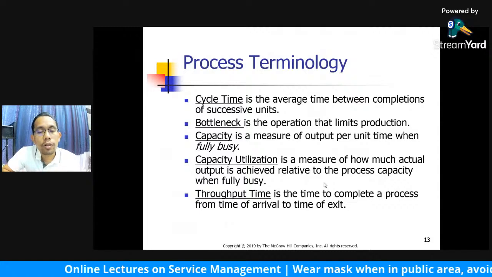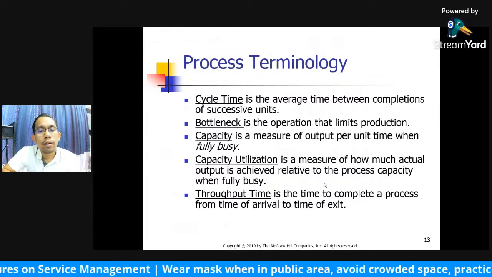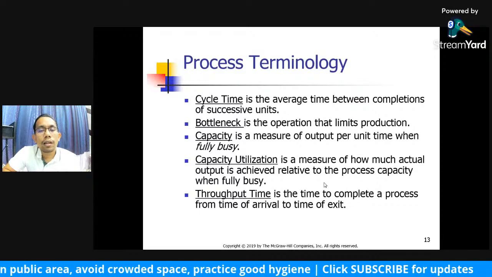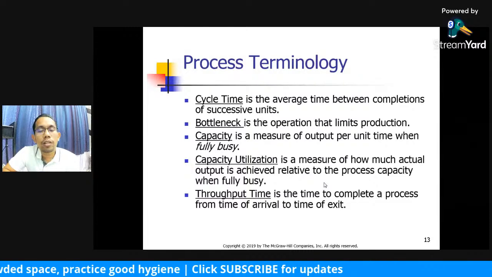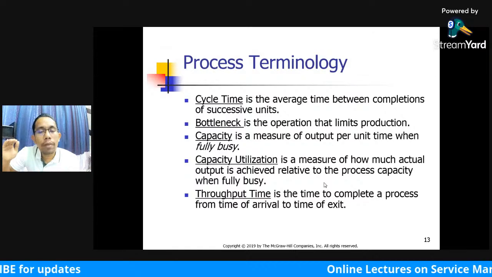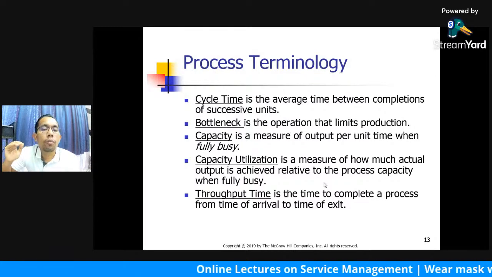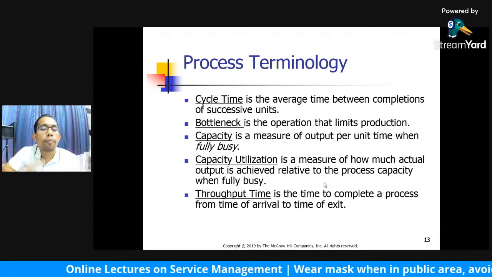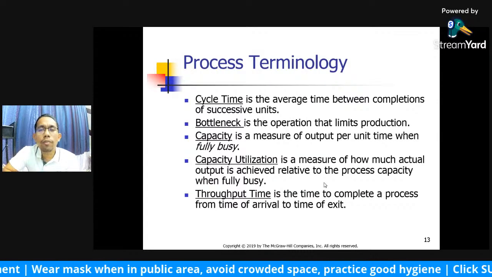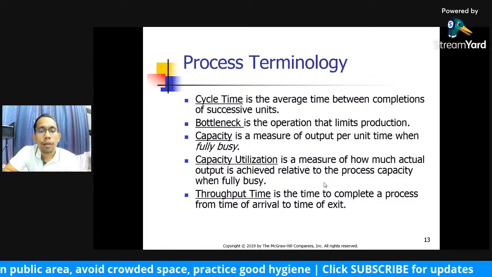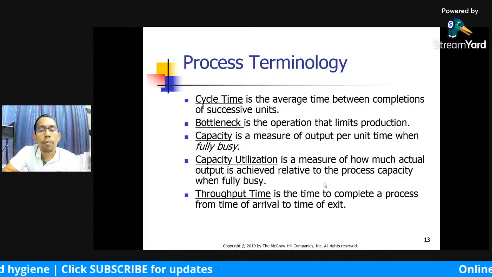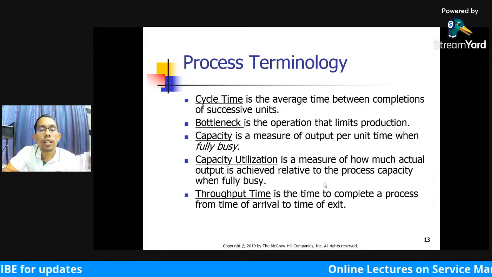So the terminology, you should know about this. The first one is the cycle time, the average time between completion of successive units. The second is the bottleneck. Here it means the limitation, up to how many minutes your process is capable of performing. Bottleneck means there is a jam, with too many processes to perform and not enough employees or capacity.